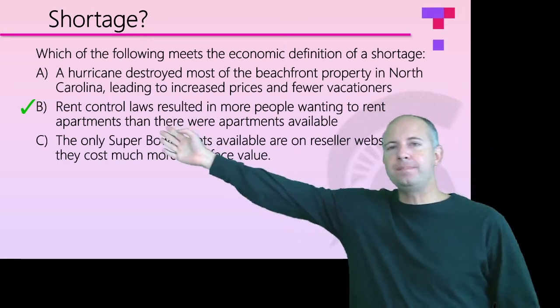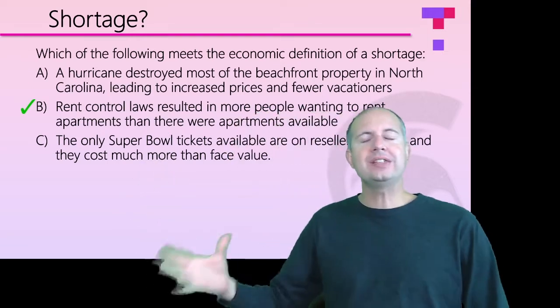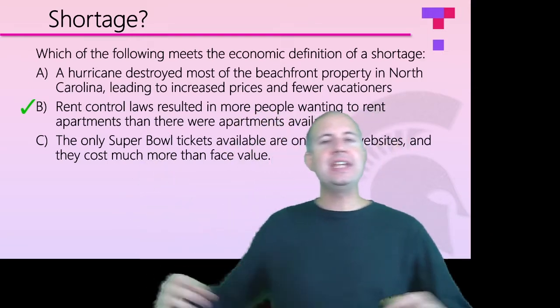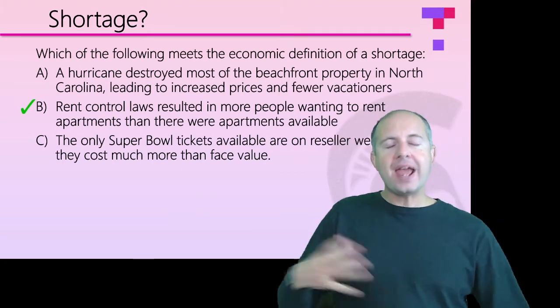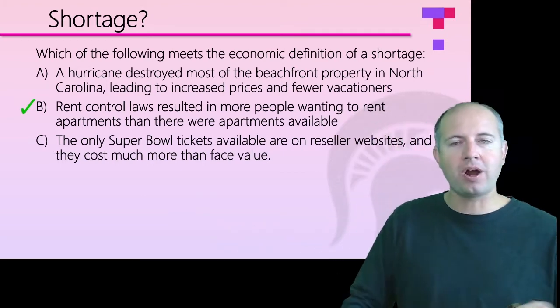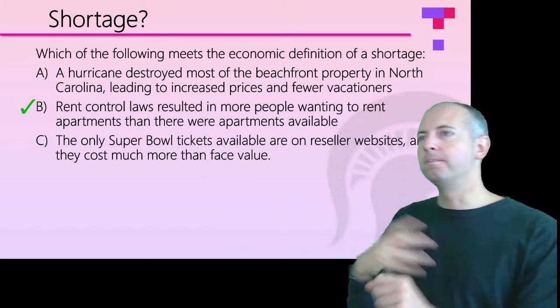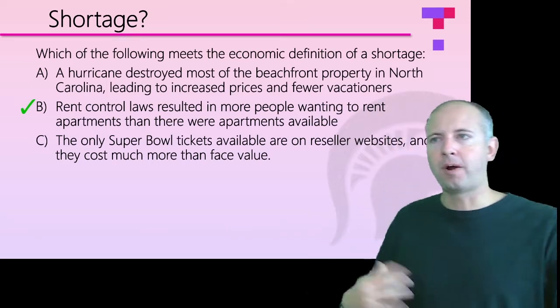So the reason B is the correct answer is, and we'll talk more about rent control soon, because even if you're willing to pay the price for rental, the price of an apartment, whatever the price that rent control allows them to charge, there are more people wanting to rent than there are apartments available.